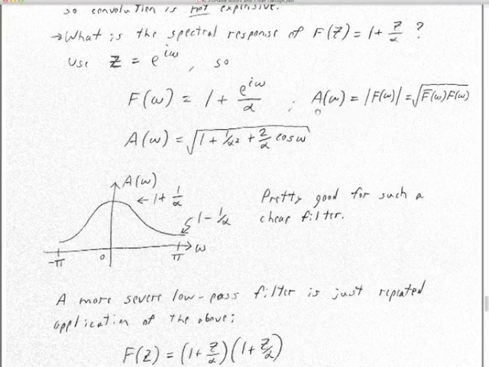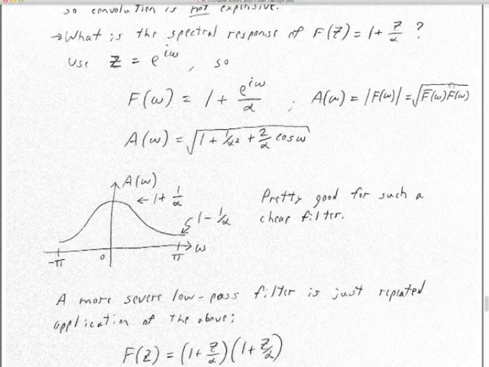And the amplitude spectrum is the magnitude at each frequency omega. It's the magnitude of the Fourier transform of the filter, right, which is here. F of omega is this. And you know, by the magnitude I mean the square root of F conjugate times F. Okay, so we just crank through the math, right? E to the I omega is equal to cosine omega plus I sine omega, right?